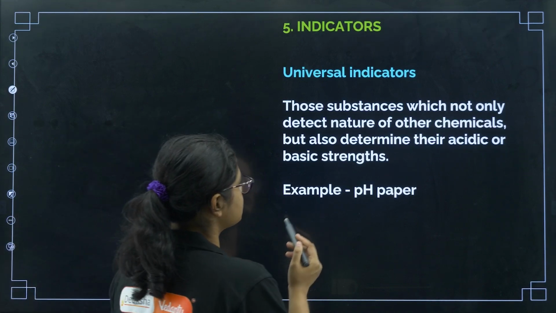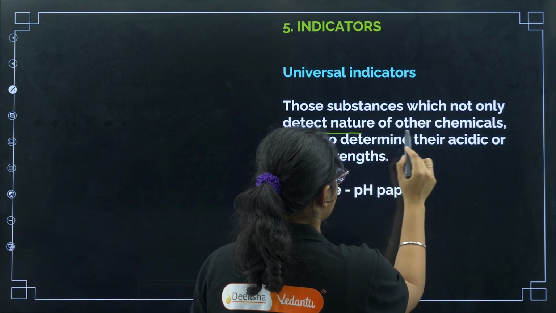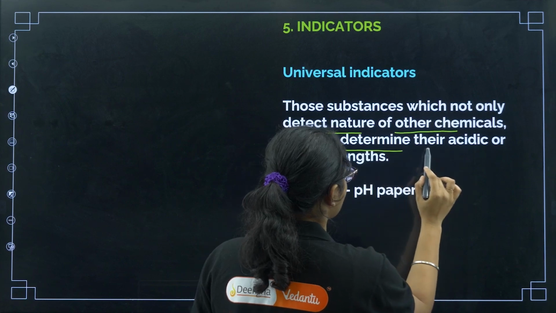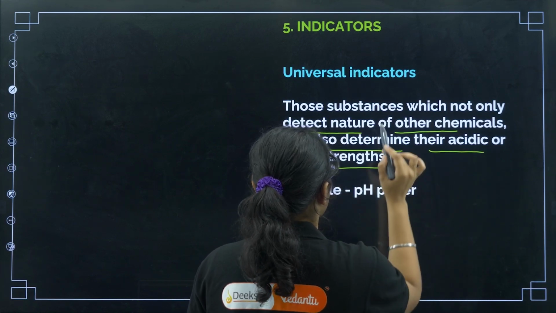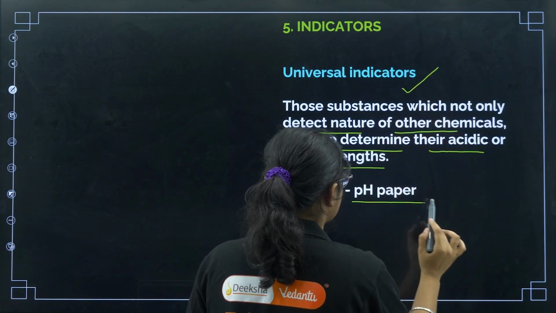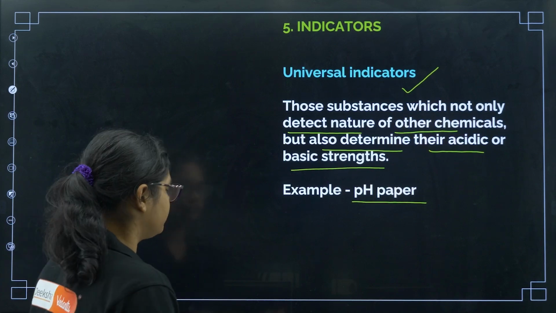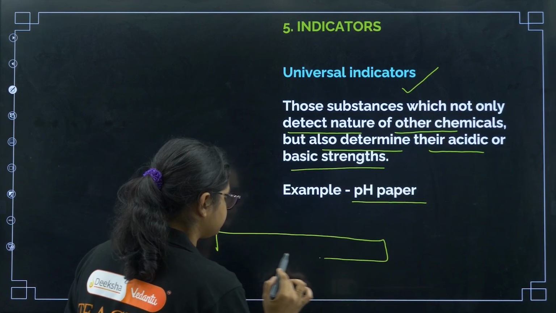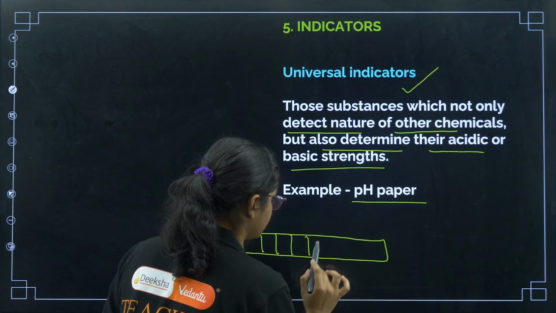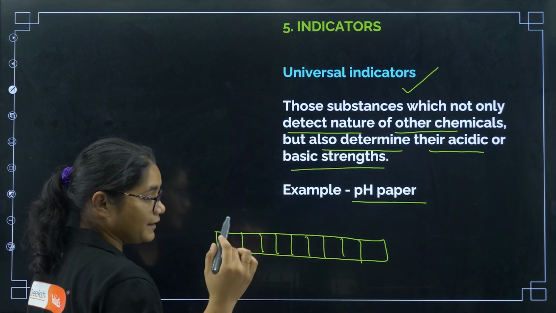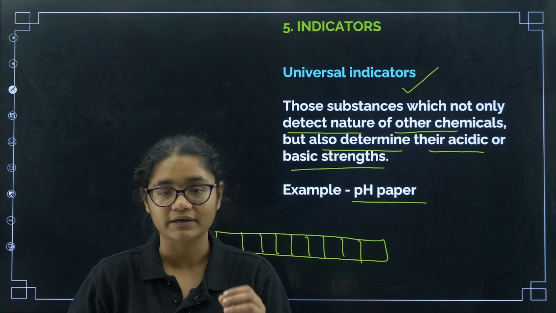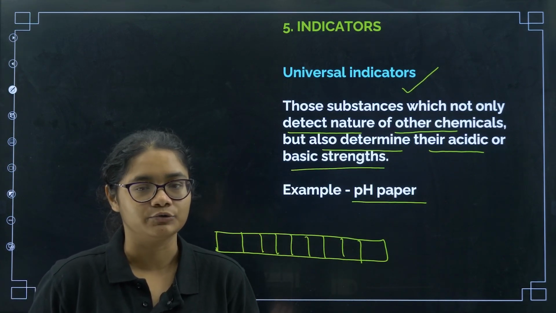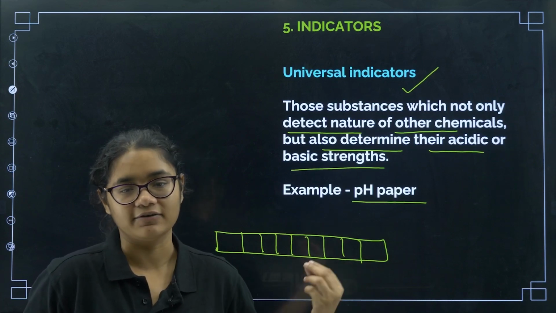Now coming to something called universal indicators. Those substances which not only detect the nature of other chemicals but also determine their acidic or basic strength are called universal indicators. Example is pH paper. If you have seen the pH paper, we can not only say whether it is acidic or basic, but we can also tell what exactly is the pH of the solution, whether it is 7, 6, 5, 4, 3.